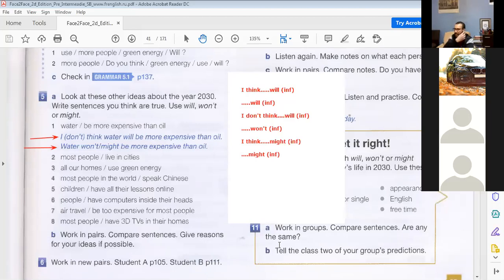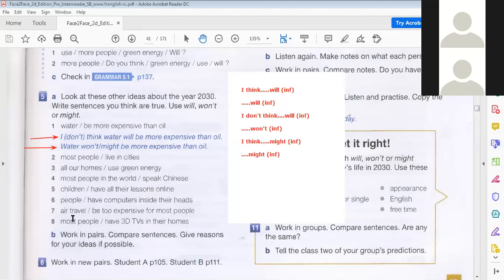Okay, what about number 6 here? Let's see someone else's opinion. What do you think here, Suhaib, about this point? The one about people having computers in their head. What do you think?